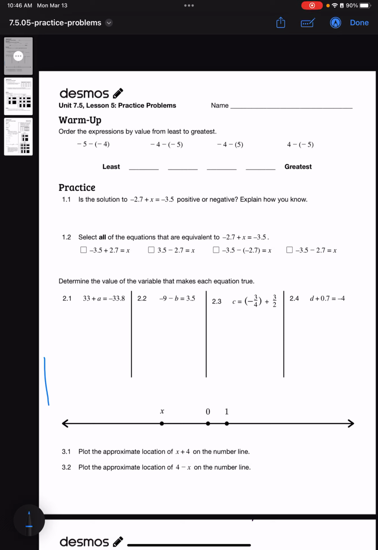This is Unit 7.5, Lesson 5, Practice Problems. This goes with the number puzzles lesson. So the warm-up: order the expressions by value from least to greatest.